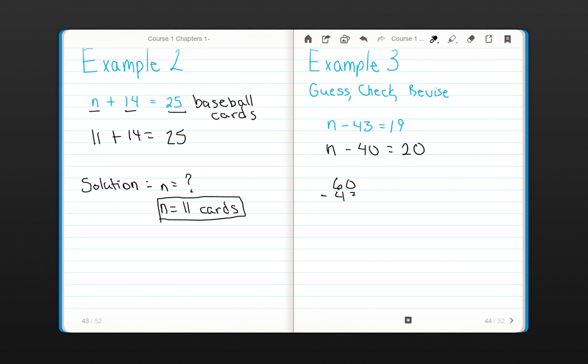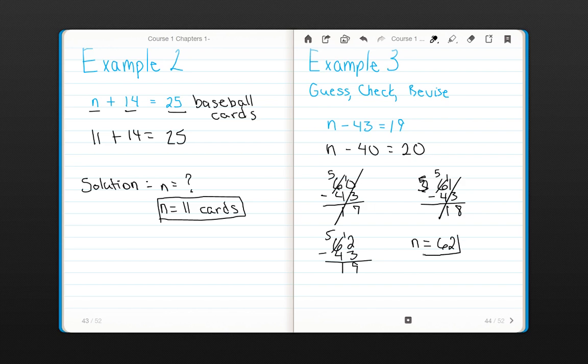So 60 minus 43, 10 minus 3 is 7. Okay, so 60 minus 43 is 17. Well, that's not big enough, so that doesn't work. So let's try 61 minus 43. Well, 11 minus 3 is 8. Still not quite big enough, so 62 minus 43. Borrow. 12 minus 3 is 9. 5 minus 4 is 1. Okay, I have 19, so n must equal 62.